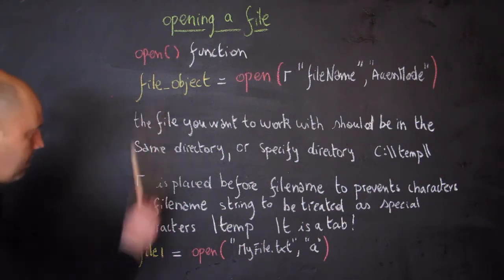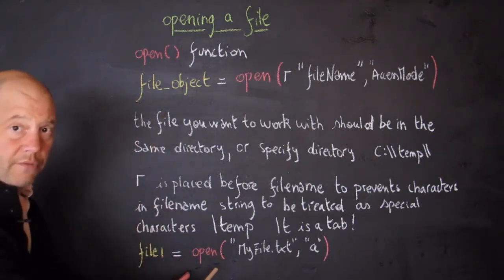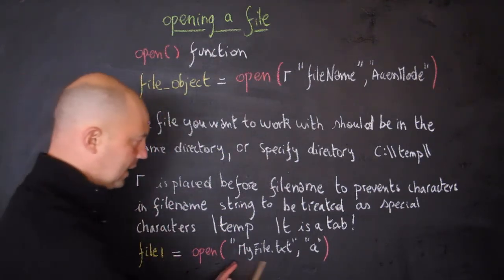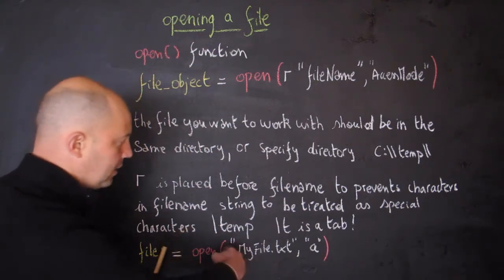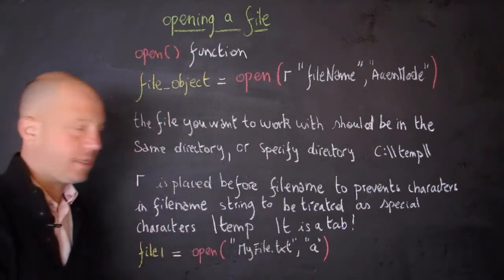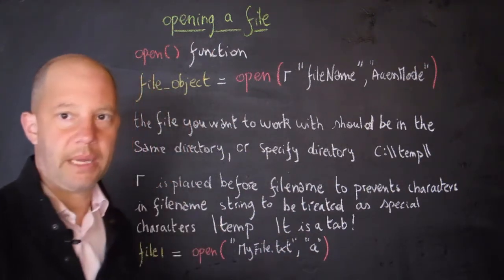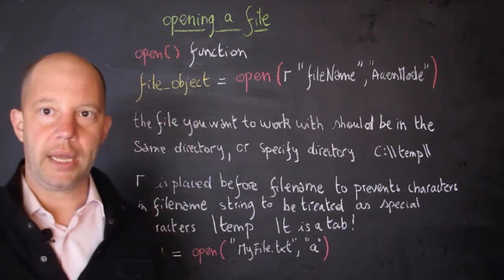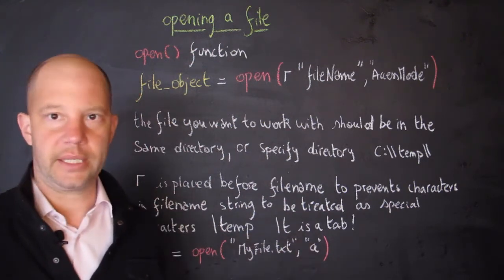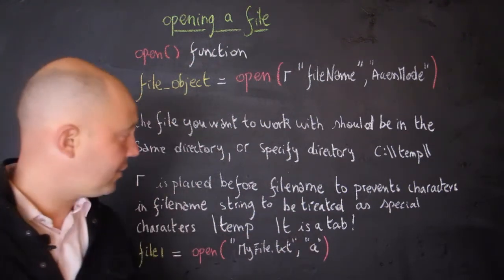file1, which is the file object, is equal to open, which is the function to open that text file. That text file you want to work with, or c:/temp/myfile, depending on where it's located. And then, of course, the mode you want to use here, the append mode, but it could be writing or reading and others. There are 6 different modes that we saw that we enter as an argument here.